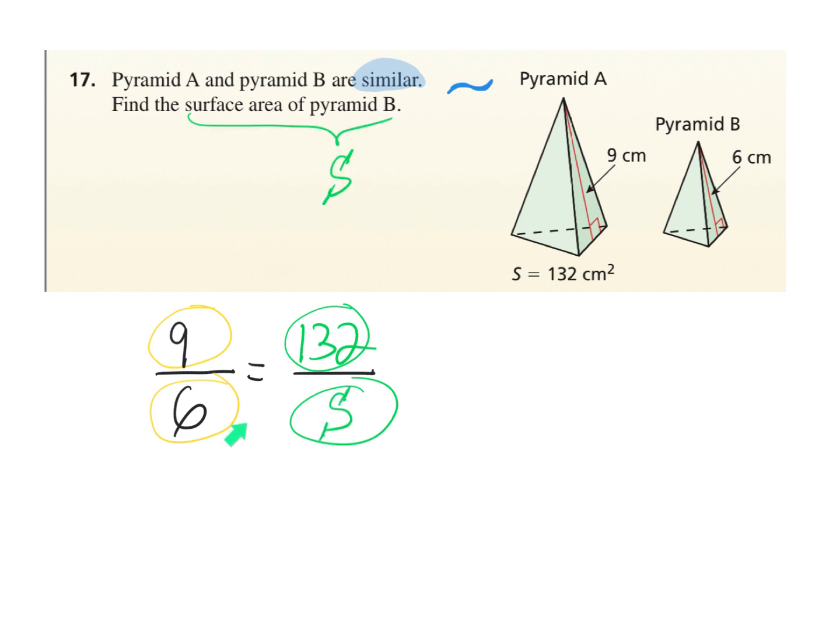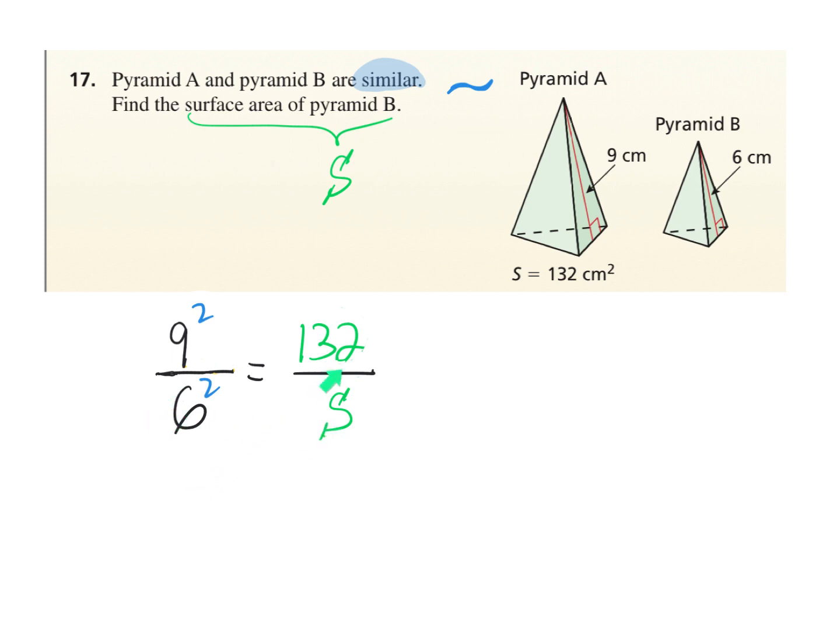Now this proportion is not yet true because of the units. We don't have to write them, but what are the units for 132 as a surface area? It's square centimeters. But on this side, the ratio of 9 to 6 is centimeters to centimeters. This proportion is not true until these units match. So we need to square the left side so that we have square centimeters on the left, just as we do on the right. So we'll square these values on the left, and now we have square centimeters on the left and square centimeters on the right.